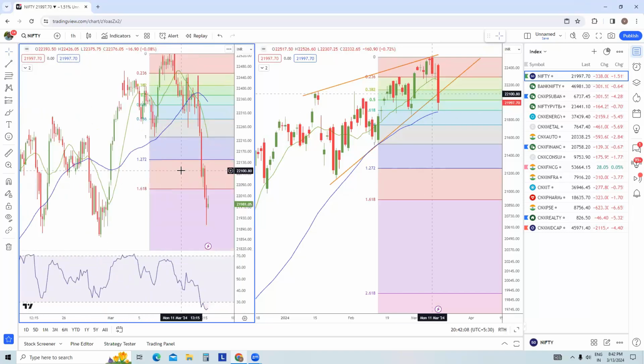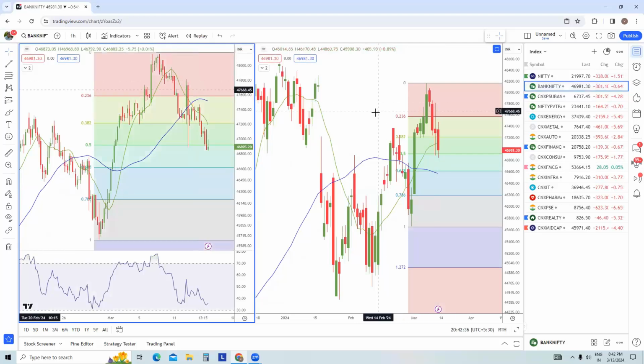But if after the consolidation, if this particular level, maybe 21,150 or slightly higher than that, we do not see markets going or closing up further above it, then there will be a fair bit of chance that markets can correct. All right. So this is my view for the Nifty. And again, as a swing trader, as a positional trader, you should respect and obey your stop losses.